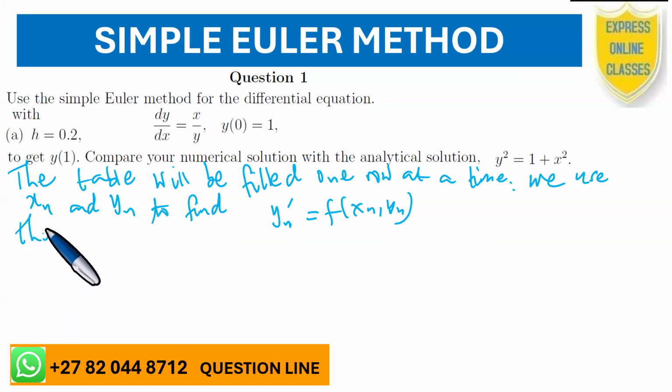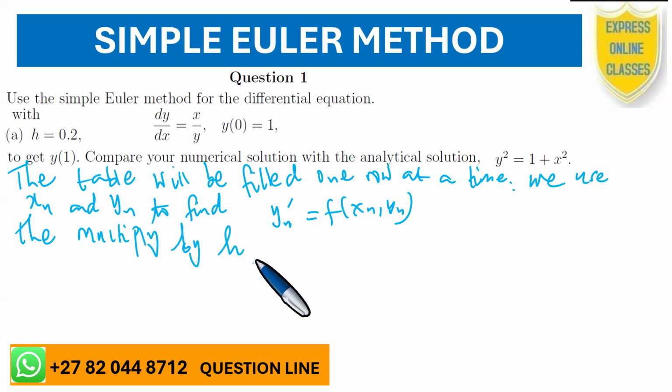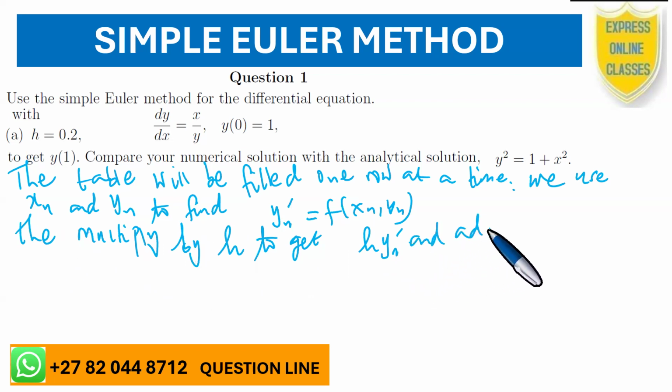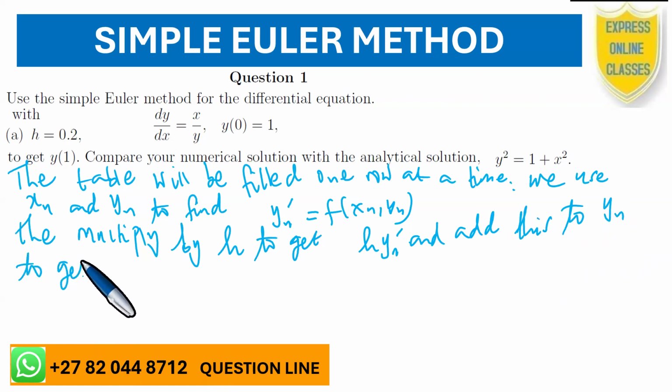And to describe this, we then multiply by h to get h y prime subscript n, and add these two, y subscript n, to get y_{n+1} for the next row.